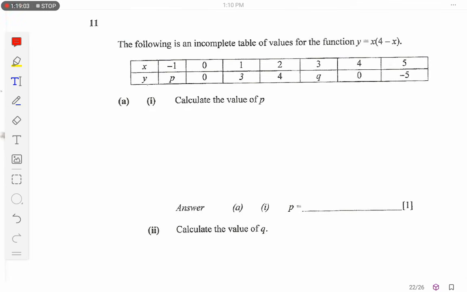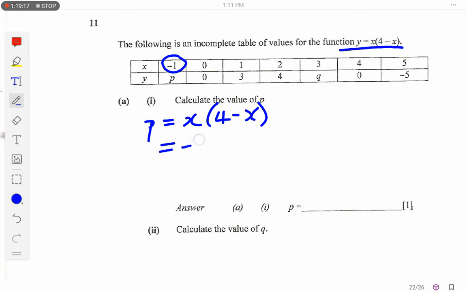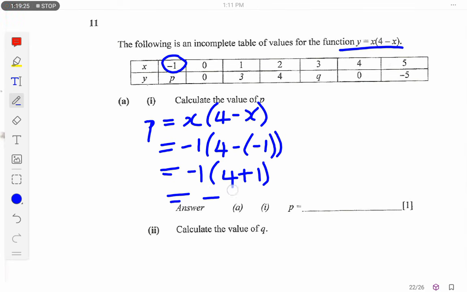Find the value of p. So we are going to use this equation here, y is equal to x(4 minus x). So p is equal to x(4 minus x). My x value, I'm using minus 1 there. So it's minus 1 times (4 plus 1). So I will get minus 5.